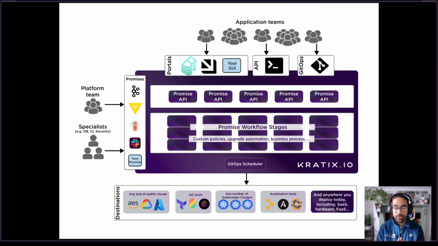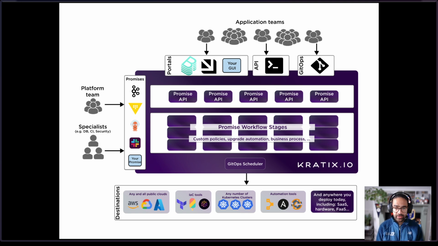The workflow stages are containers, and Kratix will execute them one by one. Here you also have the opportunity to include any custom policies, automation, or business processes. Maybe you need to notify someone if someone requests a production database, or send an email, or need some manual approval processes. In the stages you can define anything. If you can write code for it, you can define that in the workflow stages. That's what makes the promise specific to your organization.